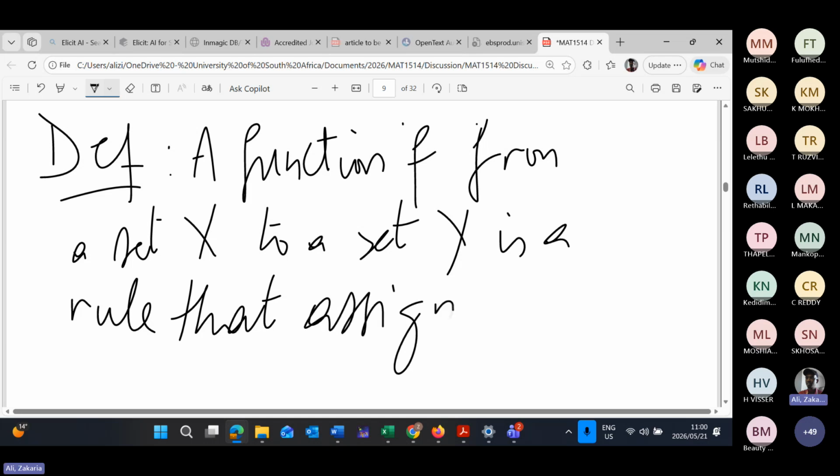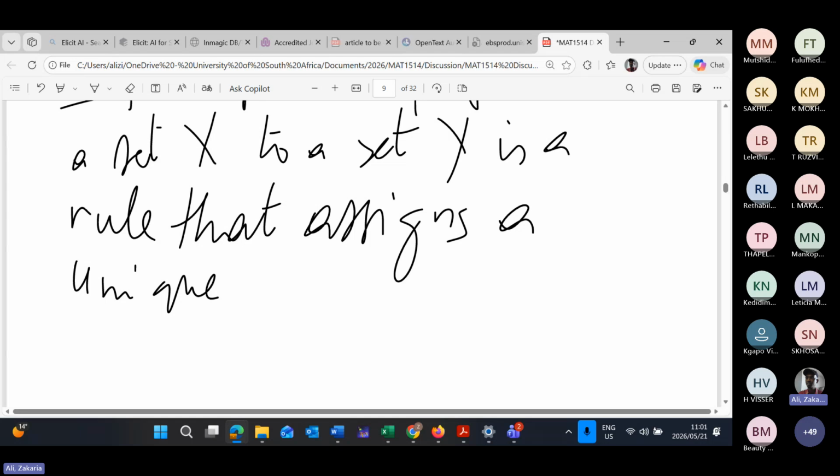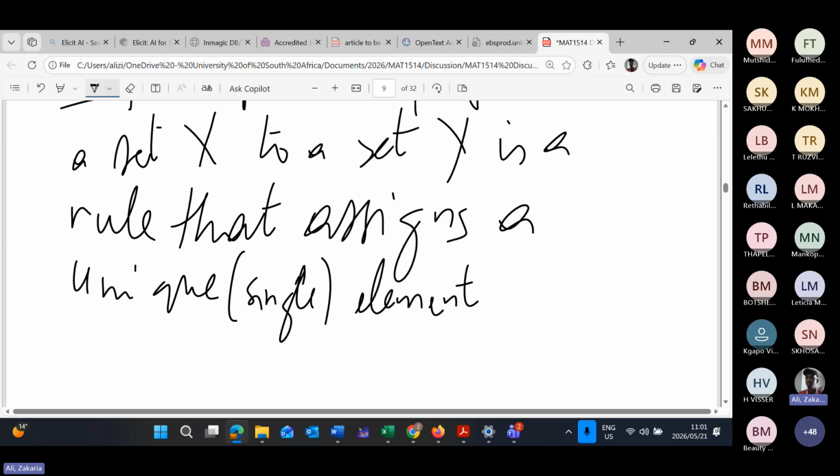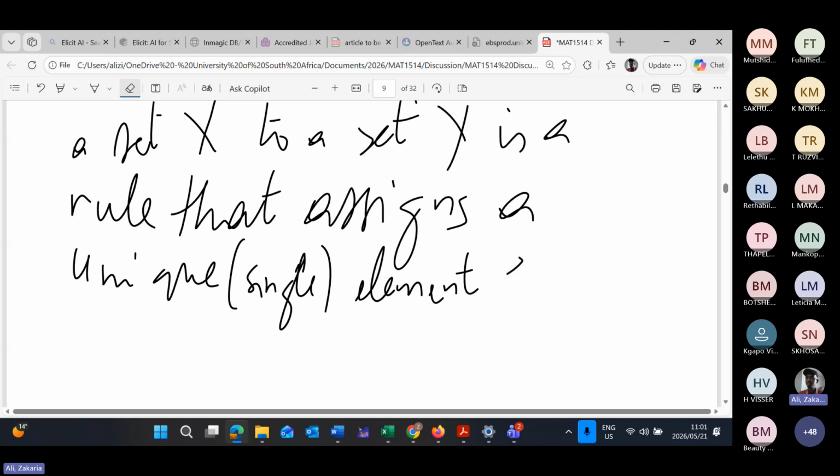It assigns, let's say, a unique. I need to define it because the example I wanted to give earlier was doing a relation, but it was not doing a function. So I'm trying to first define what a function is before we can get to it. Say a unique, a single element, a unit single element or output y equal to f of x, and that is an element of Y.